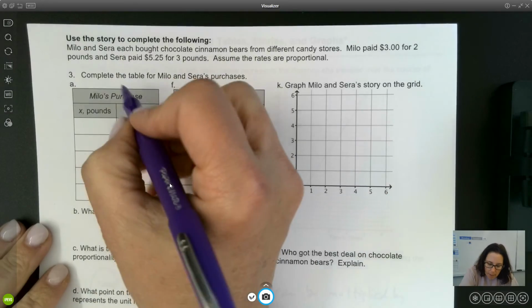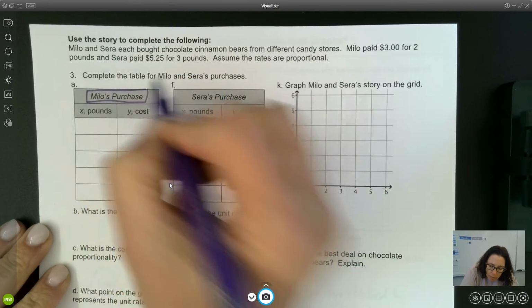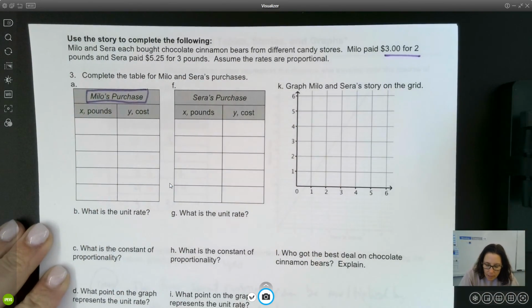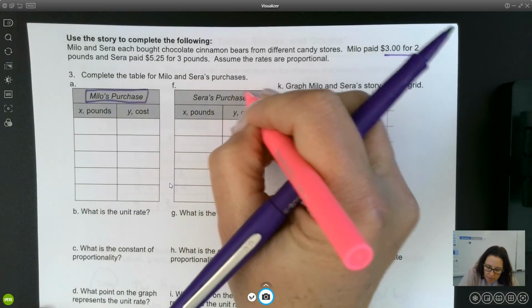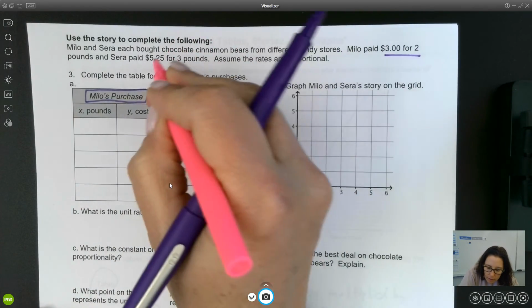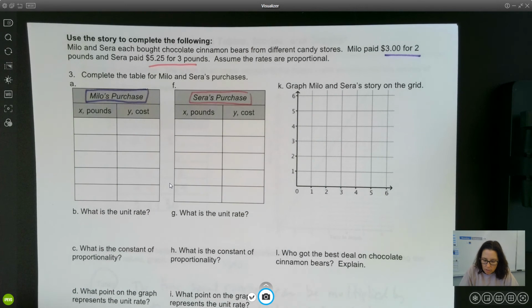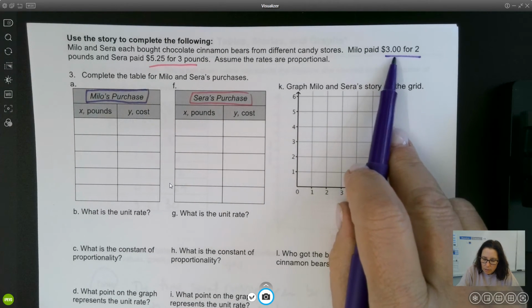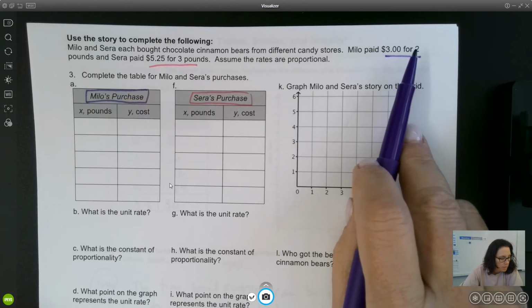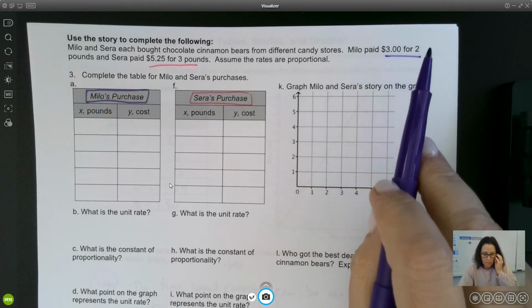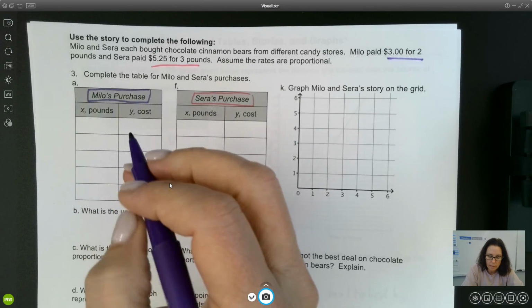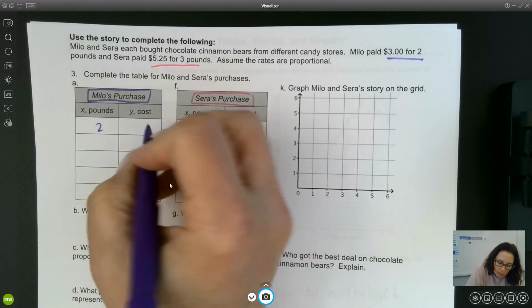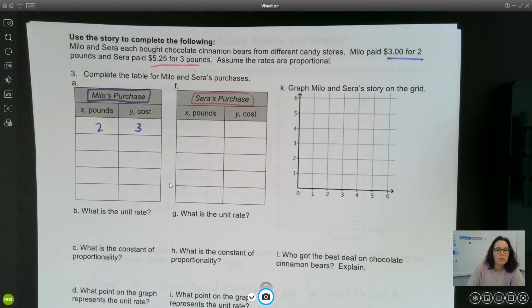Okay, so we're going to let Milo be purple and we're going to let Sarah be the pink information. Okay, so if Milo paid $3 for 2 pounds, so 2 pounds for $3.